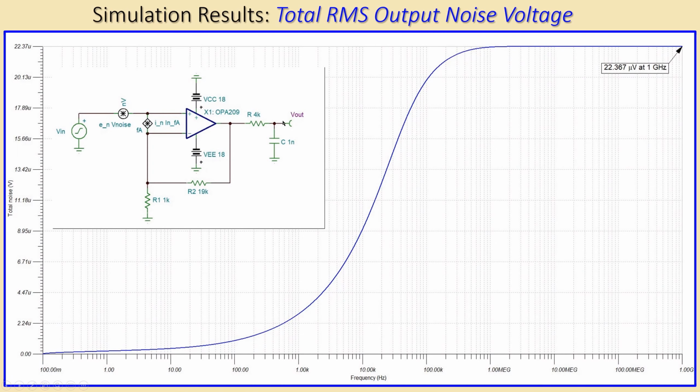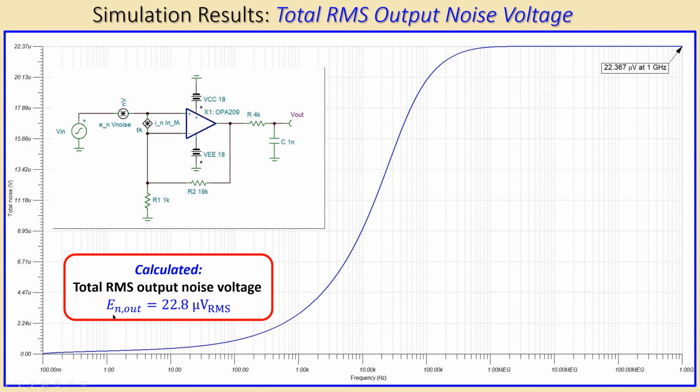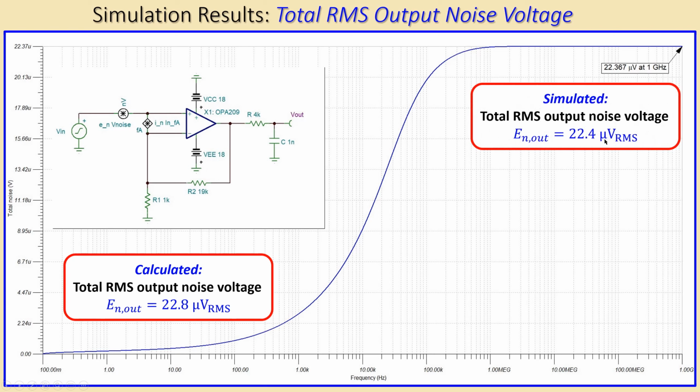Now let's also look at the total RMS output noise voltage, which is also one of the important results. This is the plot we have. Again, our circuit with our external RC, and it starts off very small and then goes up and approaches a very constant value for larger frequencies. It is integrated up to 1 gigahertz, and I have here approximately 22.4 microvolts at 1 gigahertz. Our calculations resulted in 22.8 microvolts RMS, and the simulation is 22.4 microvolts RMS. So this is a very nice result. The results for the simulation and the calculation confirm each other very well. So the error is again very small.